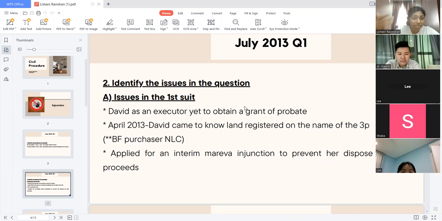It should also be noted that David is yet to obtain a grant of probate. Then the case of Maya Pacheti or whatever case that you all know. Okay, another one more thing. It doesn't matter if you and I have a totally different case. What is important here is just the principle and your rules of court. If your case has a similar principle to mine, please use your case.